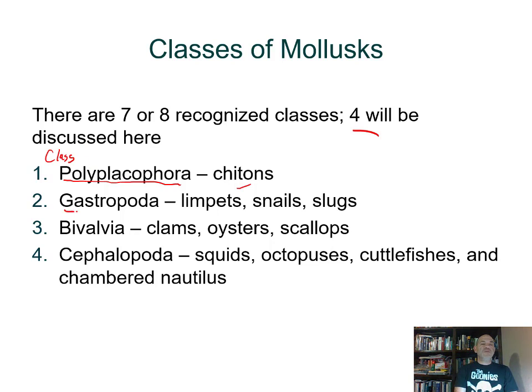Then the Gastropoda, just like pseudopodia, poda means foot. This literally translates to stomach foot, like they have the foot there on their belly side. So this includes snails that have a shell, slugs, and another group of gastropods called limpets. And then Bivalvia: bi means 2, and valve refers to the 2 shells. They have a left and a right shell. Those include clams, oysters, and scallops.